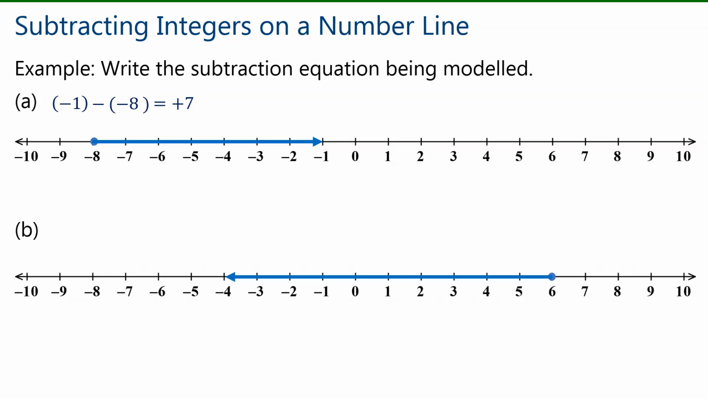Now for B, where I end up is the first integer, so that's -4, and where I start is the second integer, so that's +6. So now if I count the spaces in between, I get -10.